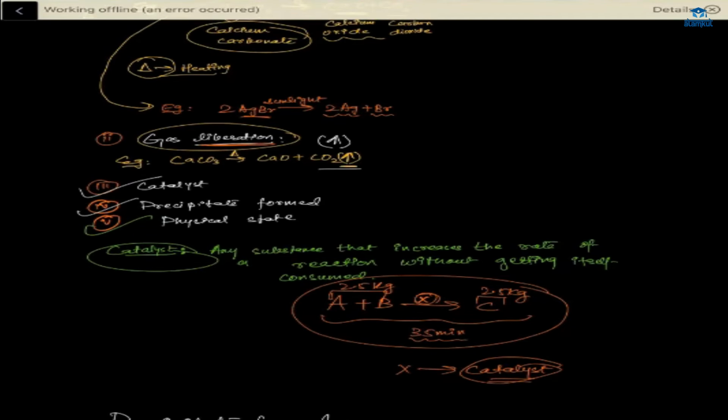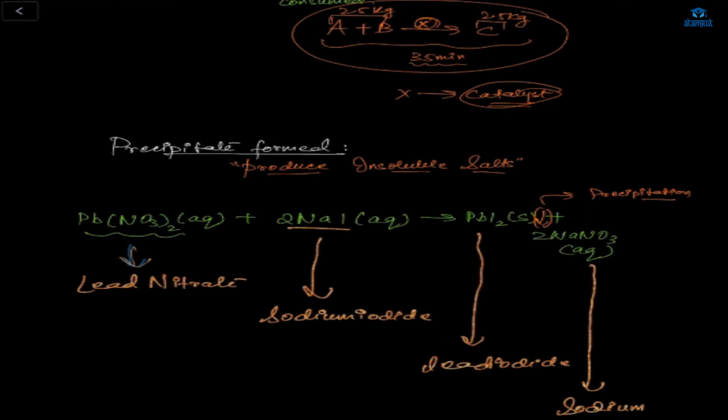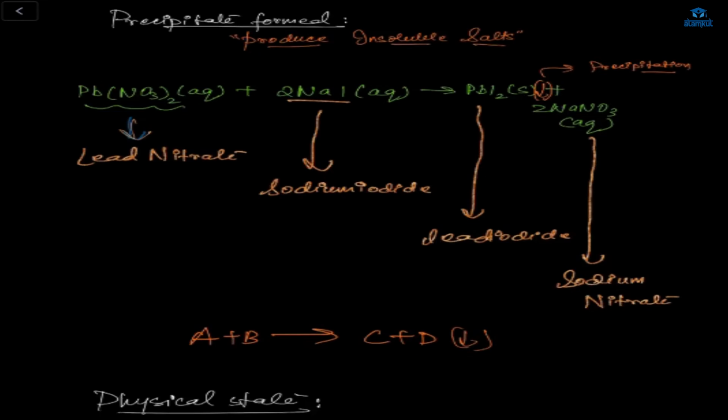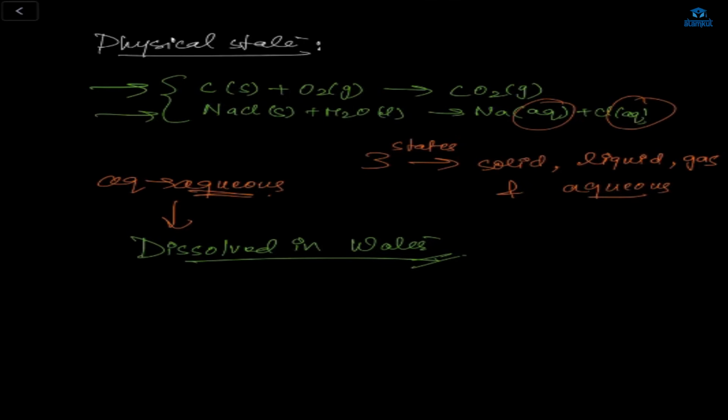Catalyst done, precipitate done. What is a catalyst? It increases the speed of the reaction without being consumed. Correct, very good. And what is a precipitate? A precipitate means it produces insoluble salts. And the last one is the physical state. Here we have seen two examples, and aqueous means dissolved in water.